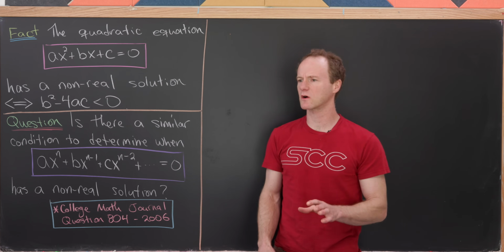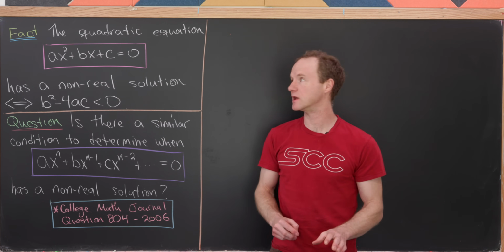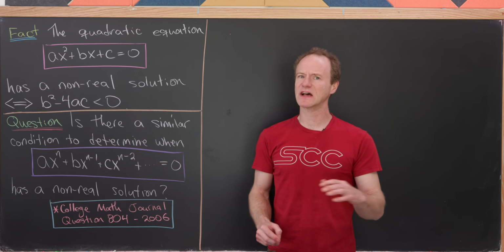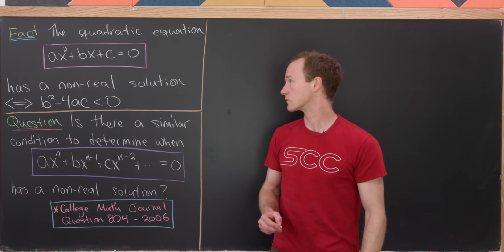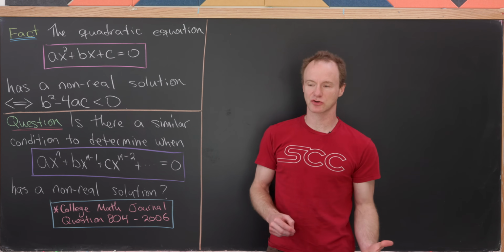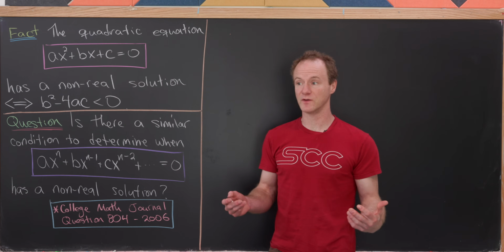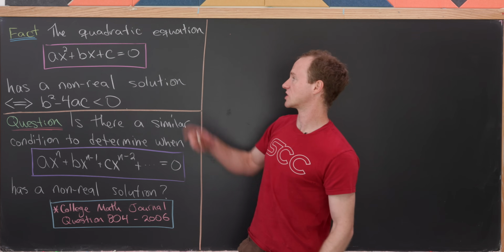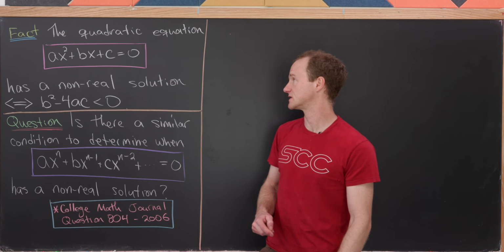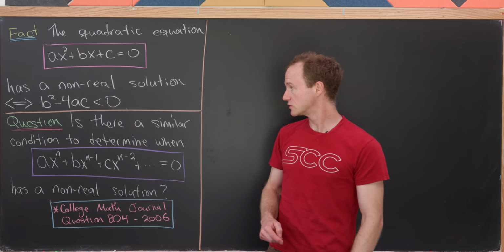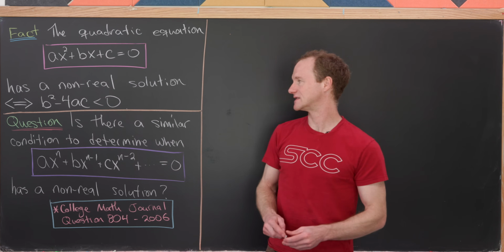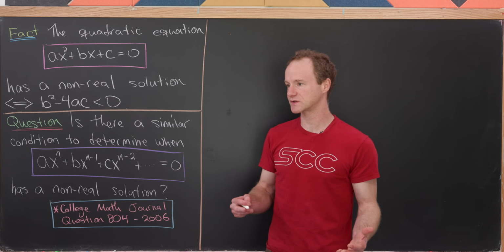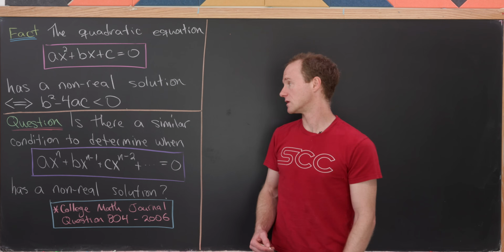Most high school algebra students are familiar with an easy test to determine if a quadratic equation has a non-real root. In fact, if it has one non-real root, then both of the roots are non-real. That's by looking at something called the discriminant, which is the portion of the quadratic formula that's under the square root. Let's quickly recall that the quadratic equation ax squared plus bx plus c equals 0 has a non-real solution if b squared minus 4ac is less than 0. That puts a negative number under that radical, giving us, of course, a complex non-real number.